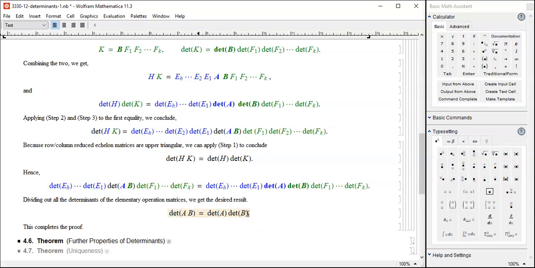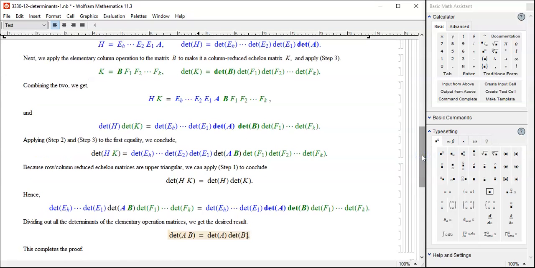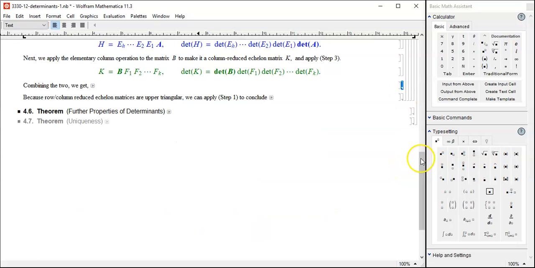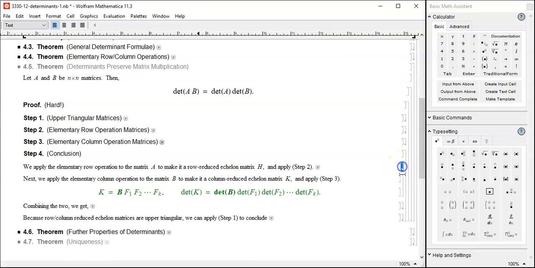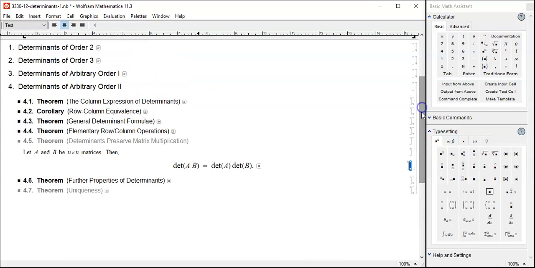By the way, do they really cancel each other out? Yes, they do, because these are elementary row operation and column operation matrices, so they're all invertible. So none of them is 0, so we can divide all those out, all those blue and green. So what do we get? We have this multiplicative property for arbitrary matrices A and B. Okay, that completes theorem 4.5, the multiplicative property.